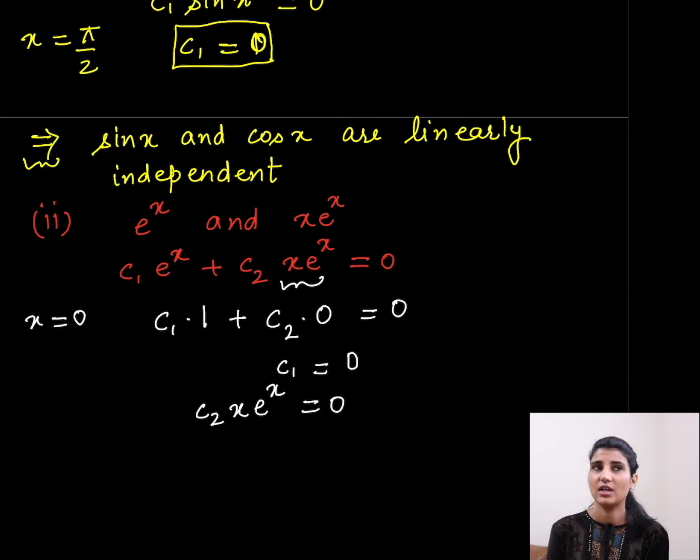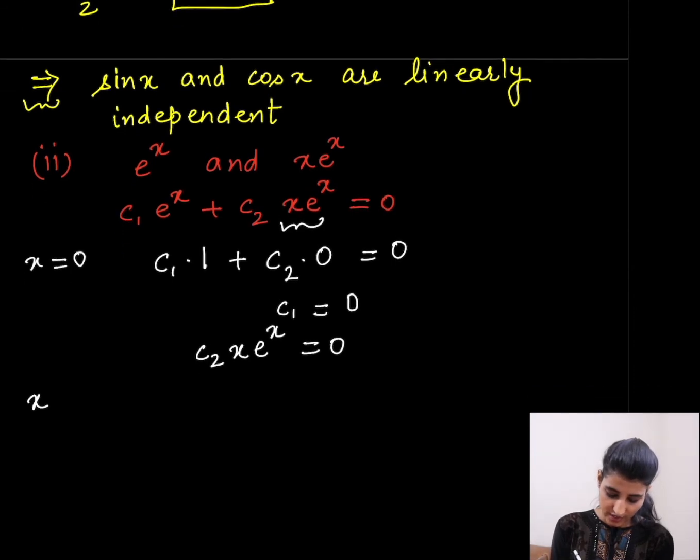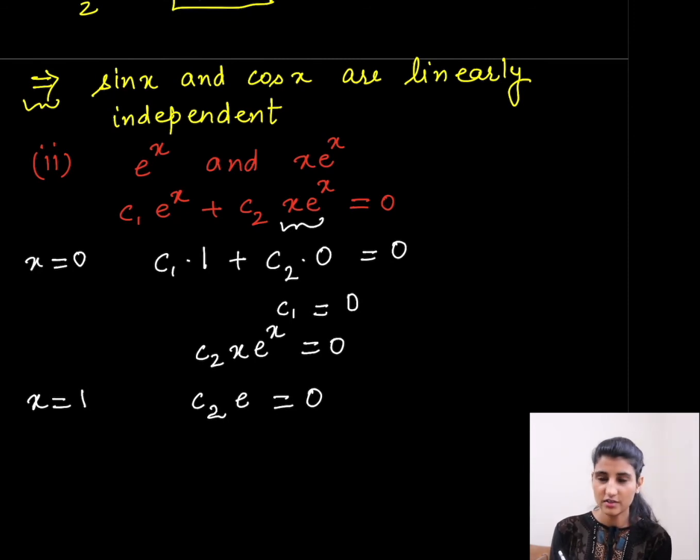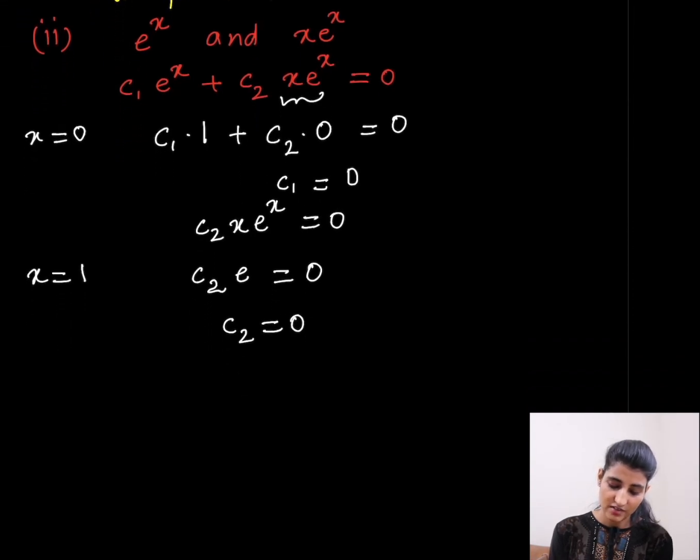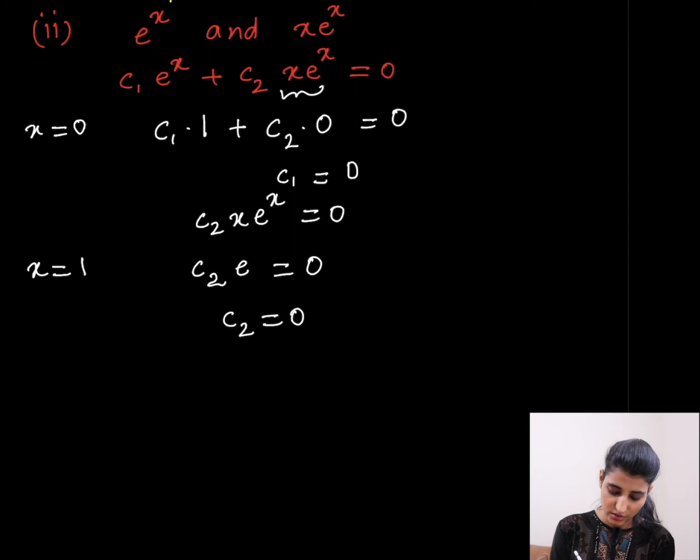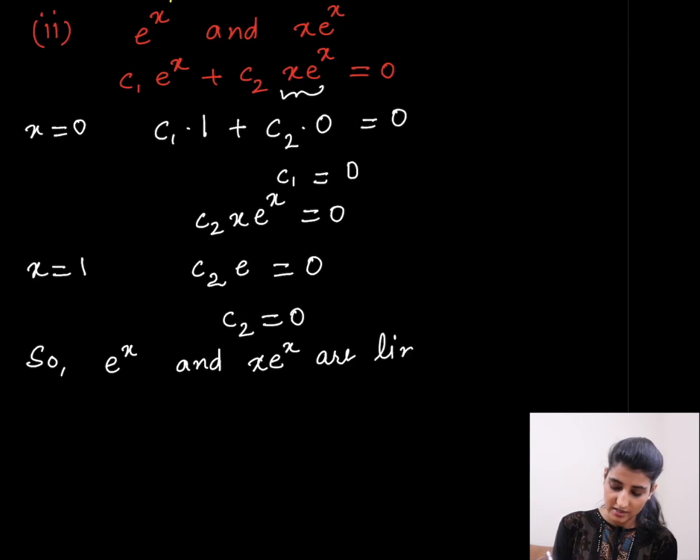Proving c2 equal to 0 is very easy. You can substitute any value of x other than 0. Say we substitute x equal to 1. So we will get c2 e power 1 equal to 0, which implies c2 equal to 0 or e equal to 0. e is not equal to 0, which means c2 is equal to 0. So we proved c1 equal to 0, c2 equal to 0. So e power x and x times e power x are linearly independent.